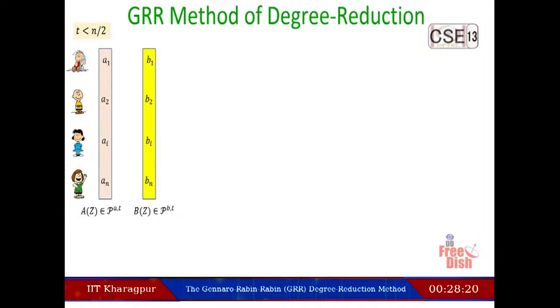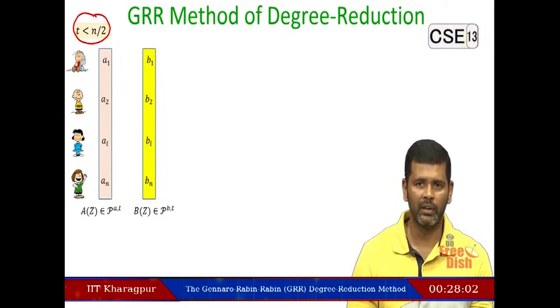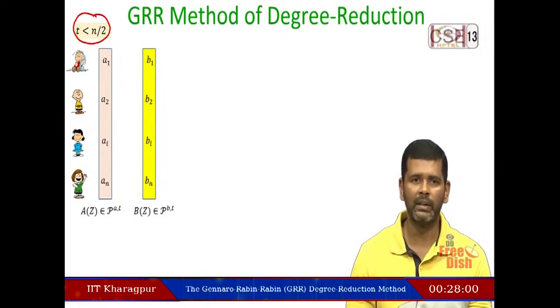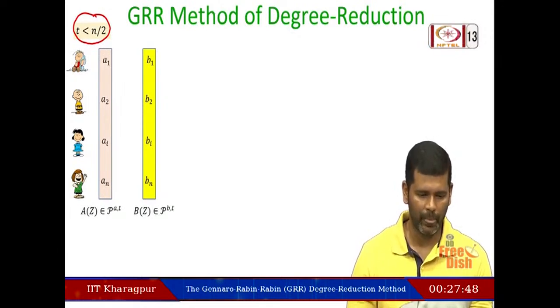Okay, so let me explain the GRR degree reduction method again. This will require t to be less than n over 2. And as I said earlier, this is a necessary condition not only for the GRR degree reduction method. Later on we will prove formally that for any generic MPC protocol to securely evaluate a multiplication gate, we need this necessary condition of t less than n over 2.